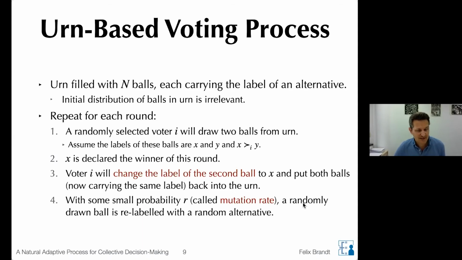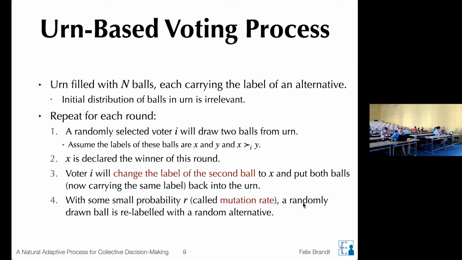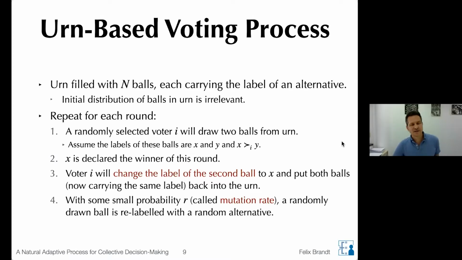Sorry for interrupting. There is one related question on the chat from Edith. She asks, what happens if we draw two identical balls? Okay, so that's a good point. If you draw two identical balls, well, then there's no choice to be made by the voter, and the voter just selects any of the two balls, and that will be the winner of the round. And nothing is replaced.